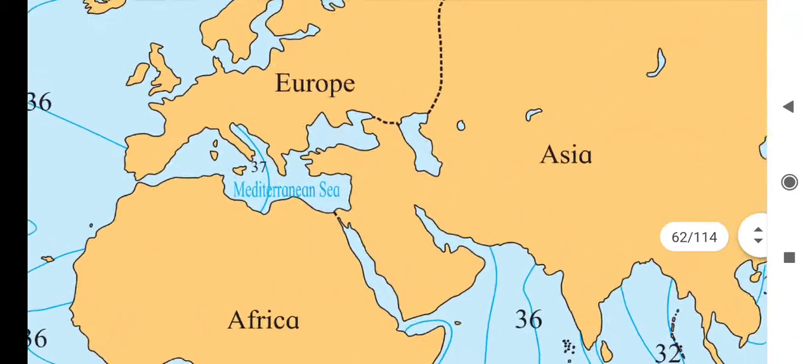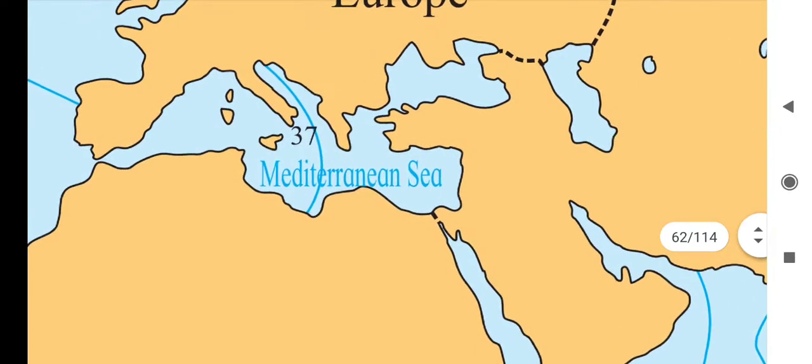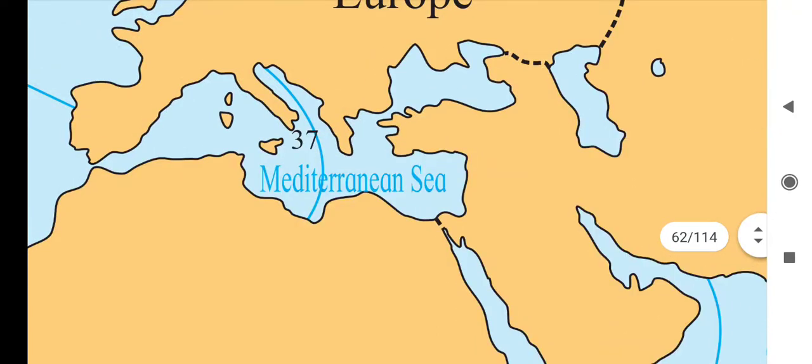So see students, it is the Mediterranean Sea. As we can see here, there is a lack of fresh water because this sea is surrounded by land from the four sides. With the lack of fresh water, evaporation is also more, and due to the desert region surrounding it, heat is also more, evaporation will take place, and salinity is more in this region.